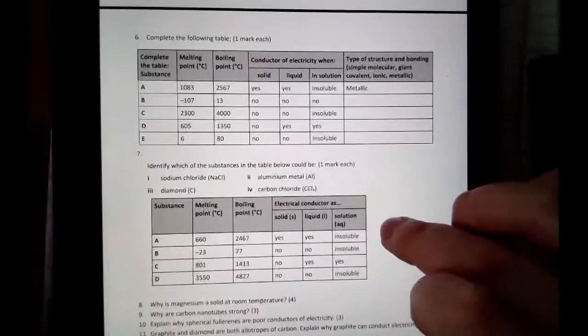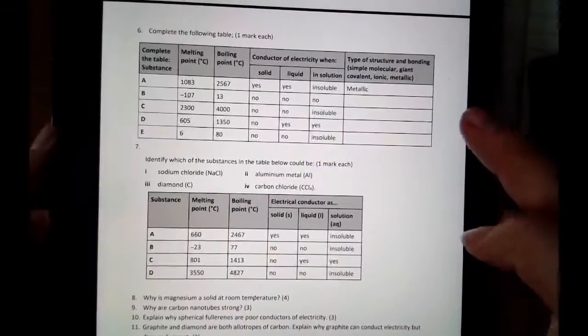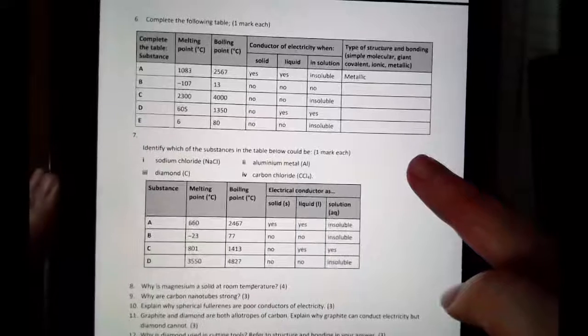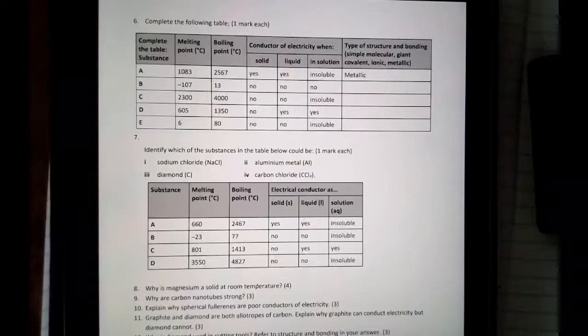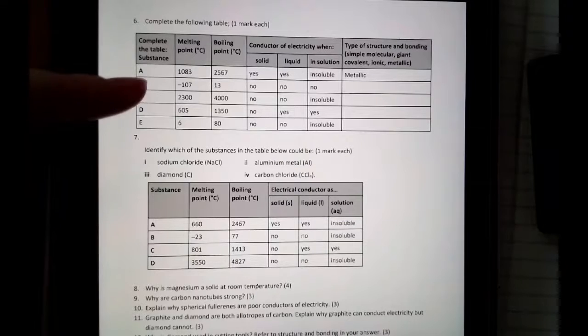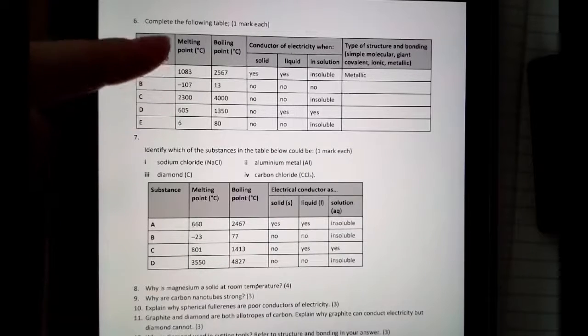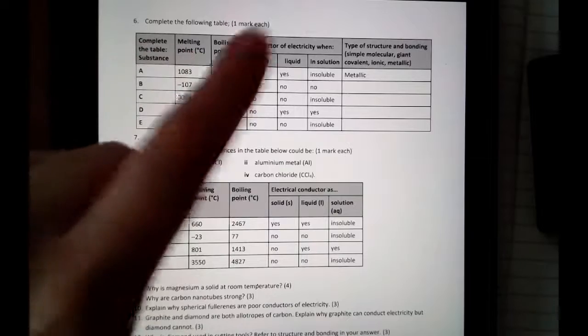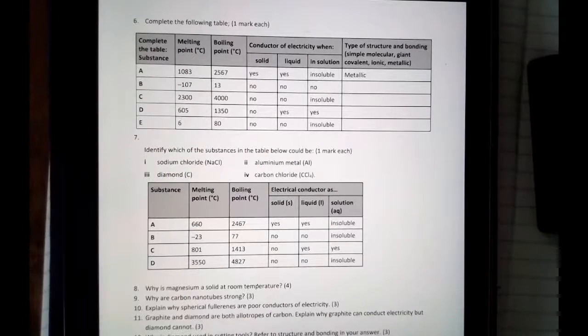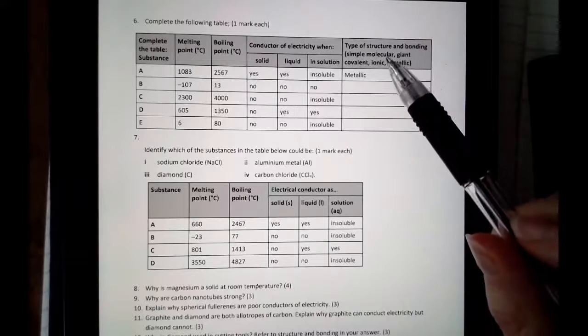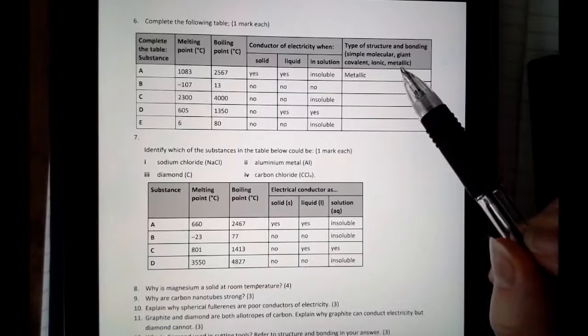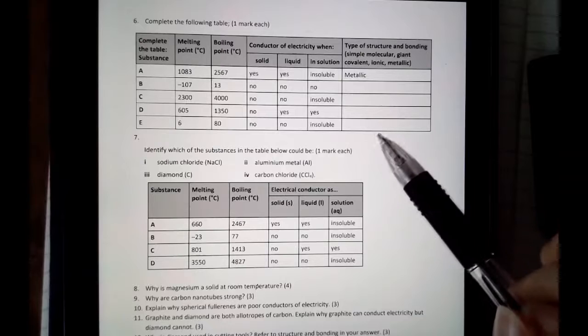I'm going to put two questions on the screen, which brings in pretty much everything that we've looked at in the last couple of videos. Question 6 and question 7. So in both cases, you're given a table and you're given information: melting points, boiling points, whether or not they conduct electricity. And in question 6, you're asked to identify the type of structure and bonding. Is it simple? Is it giant? Is it ionic? Is it metallic? Using the information that you've been given.